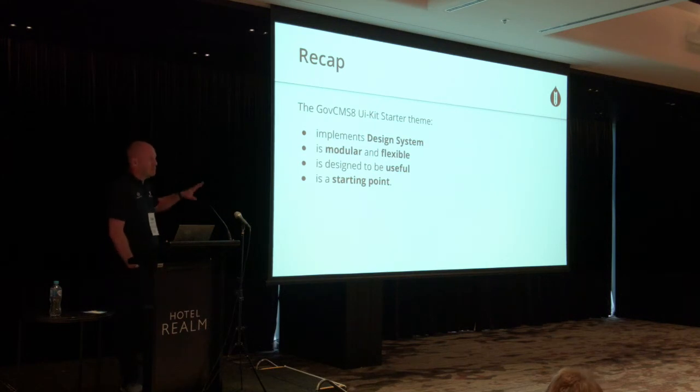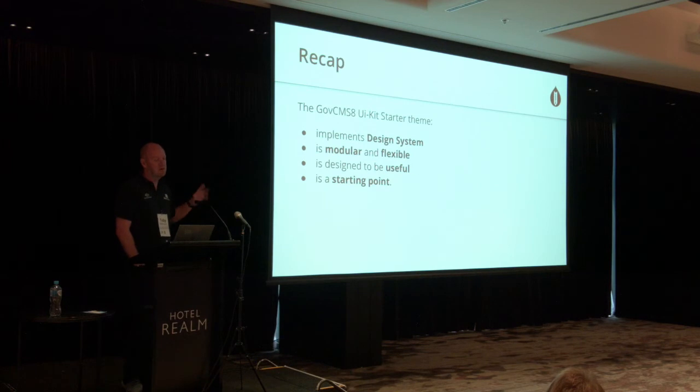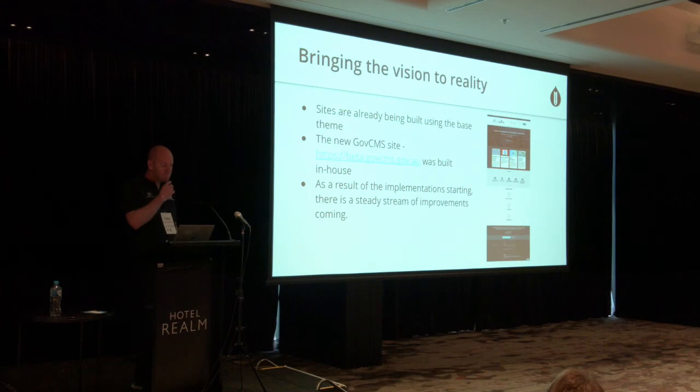I think the couple of brief demonstrations Murray's given show how modular and flexible it is, being able to make a lot of those changes. As a site builder, you don't need GitHub access, you don't need to fork or clone the theme. You can go in and make a page in 3 minutes that looks acceptable, looks good. It's designed to be useful. This is the big change over GovCMS 7 in that we actually want some people to build sites using the base theme. But it's just that starting point. It's a point from which you can kick off and really grow from there.